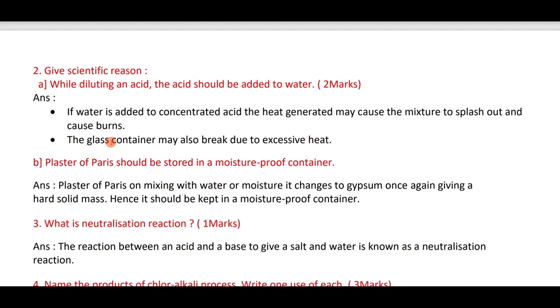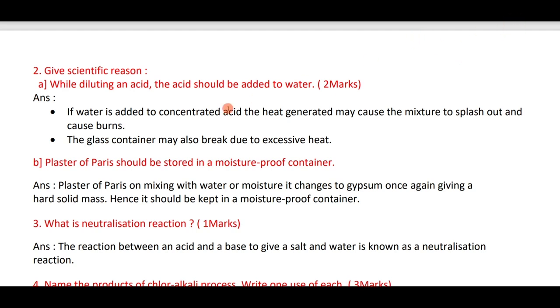Next, give scientific reason. While diluting an acid, the acid should be added to water. Always when you dilute an acid, we should add acid to the water, not water to the acid, because if water is added to the concentrated acid, the heat generated may cause the mixture to splash out and cause burns. And the glass container may also break due to excessive heat.